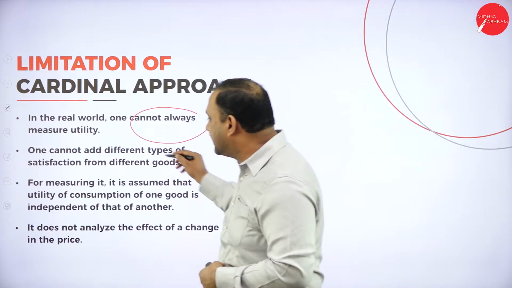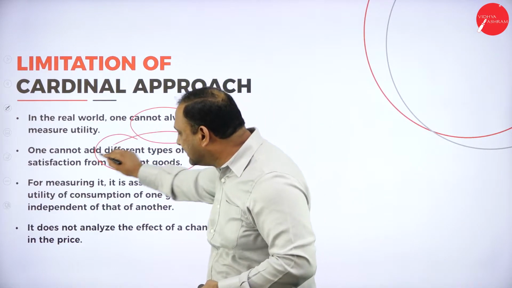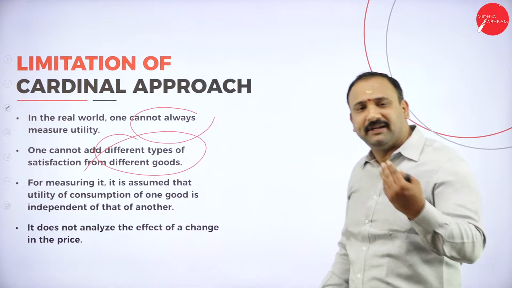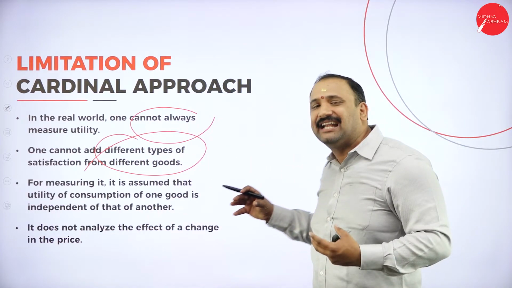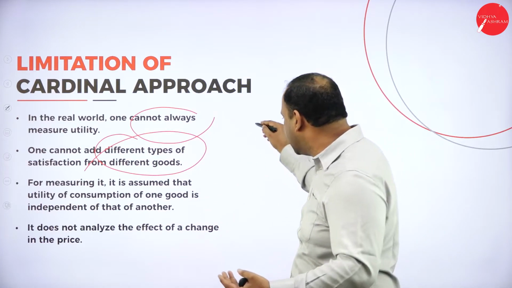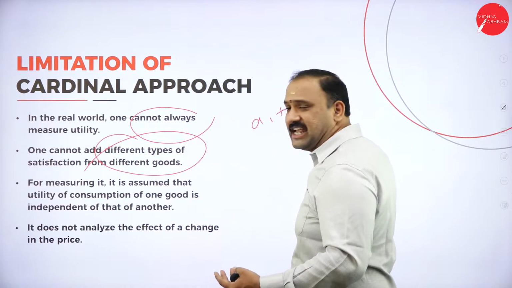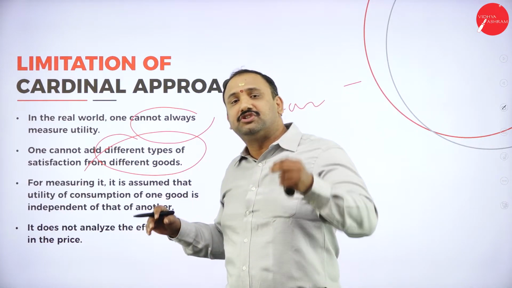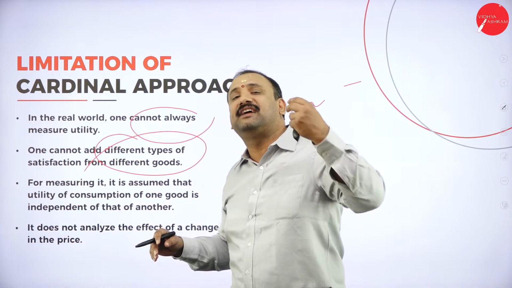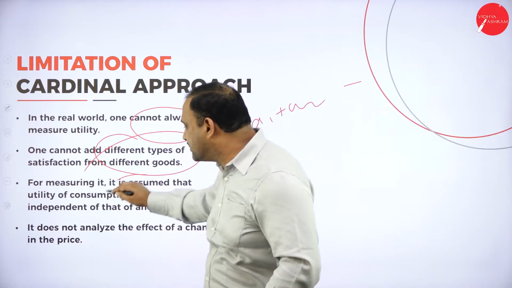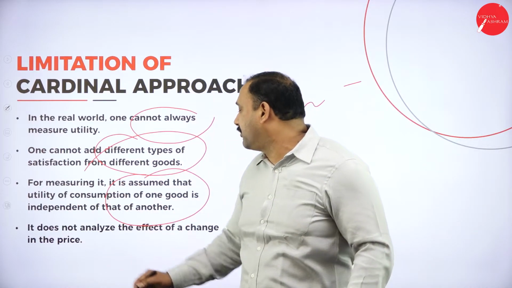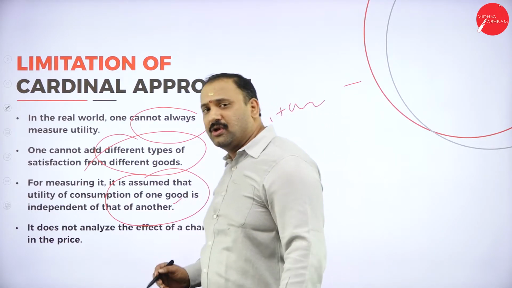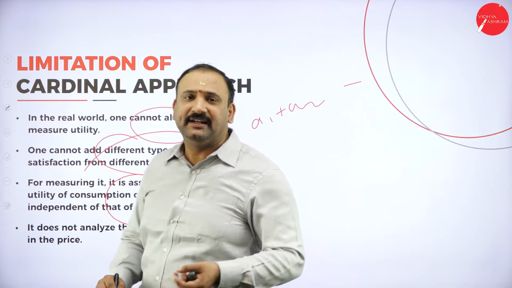Now, the second thing is that one cannot add the different types of satisfaction from different goods. That cannot be done at all. You cannot say A1 plus A2 plus A3 and keep adding numbers like that. This is more in terms of satisfaction. For measuring it, it's assumed that the utility of consumption of one good is independent of another, but in reality, it is not true. Utility has several dependent factors.